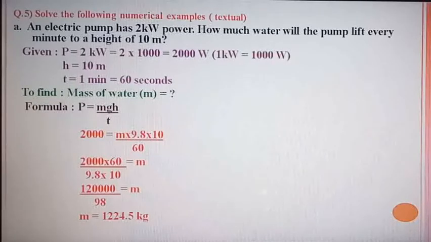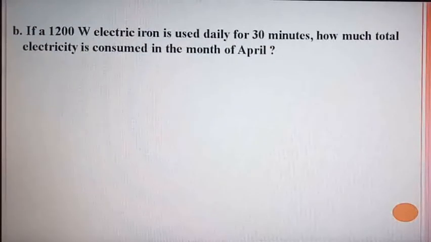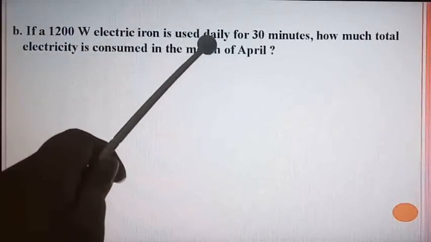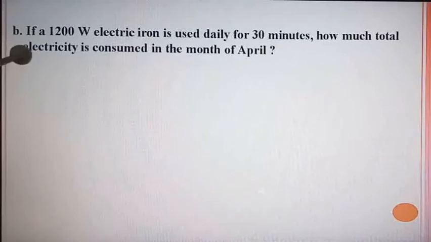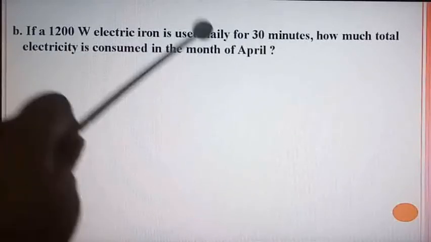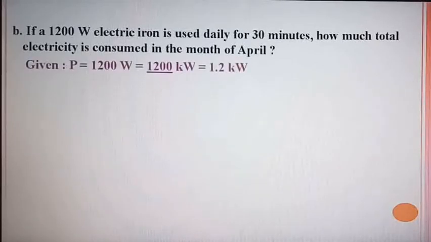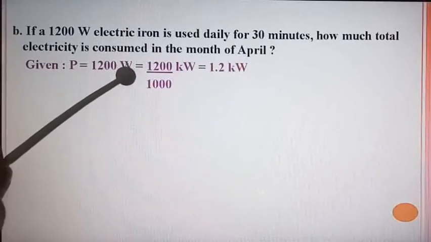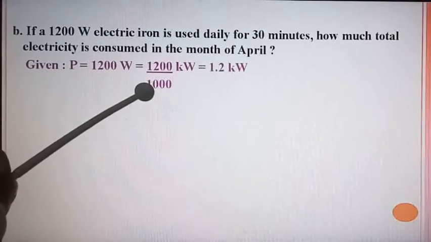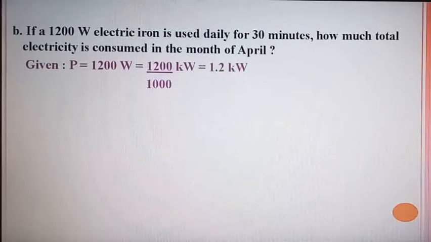Next is question number 5b. If a 1200 watt electric iron is used daily for 30 minutes, how much total electricity is consumed in the month of April? Now here I have told you that if it asks how much electricity is consumed, you have to get the answer in the unit kilowatt hour. So this watt you will convert into kilowatt. So power is 1200 watt, so 1200 divided by 1000, 1.2 kilowatts.